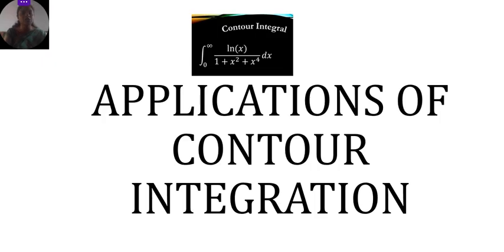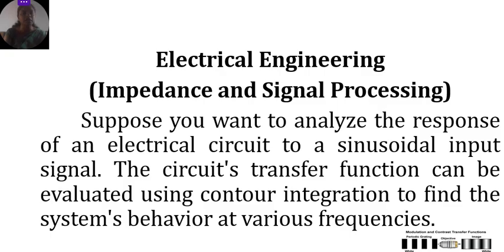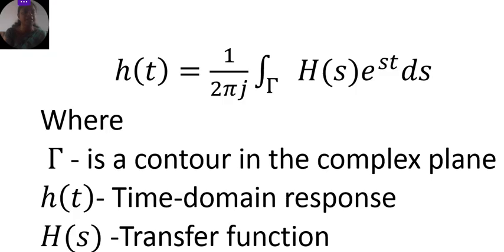So next, look at the applications of contour integration. The first one comes in electrical engineering. Suppose consider a problem of finding the response of an electric circuit to a sinusoidal input signal. This can be done using complex integration. Here the response can be calculated using contour integration, that is, with the formula h of t equal to 1 by 2 pi j integral over gamma of H of s e power st ds. This is used to calculate the response. Here h of t is called the response and H of s is called the transfer function. Here gamma is the contour which is used to evaluate the integration.